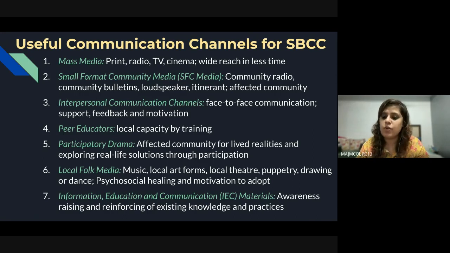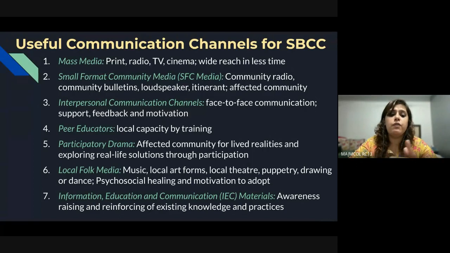And they also explore realist solutions through participating in that drama, whether it's writing, whether it's acting, whether it's sound, whether it's just bringing people to watch that participatory drama. So this is also something that is community based, but different from SFC or peer educators, because it's dramatization specifically on issues that can be dramatized.